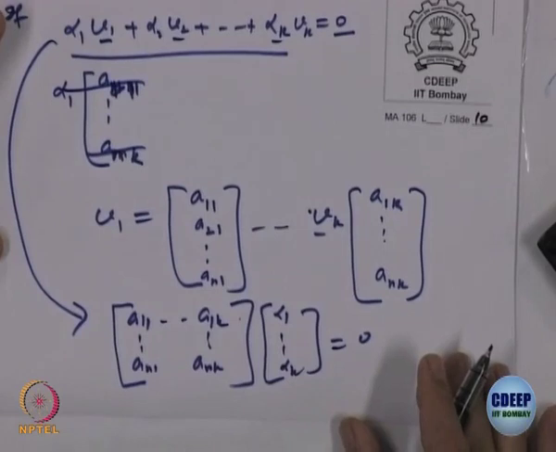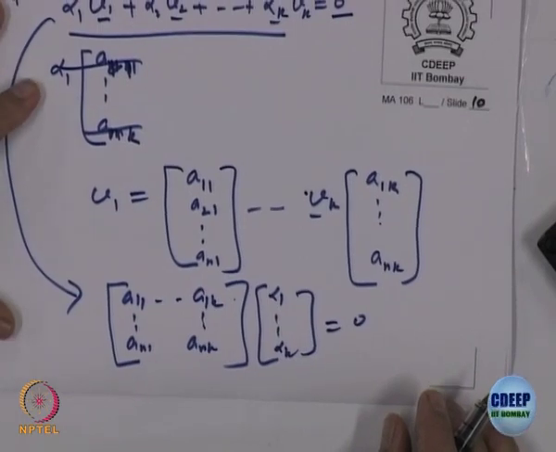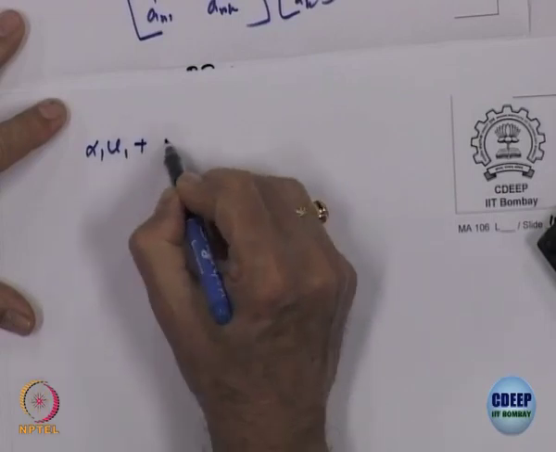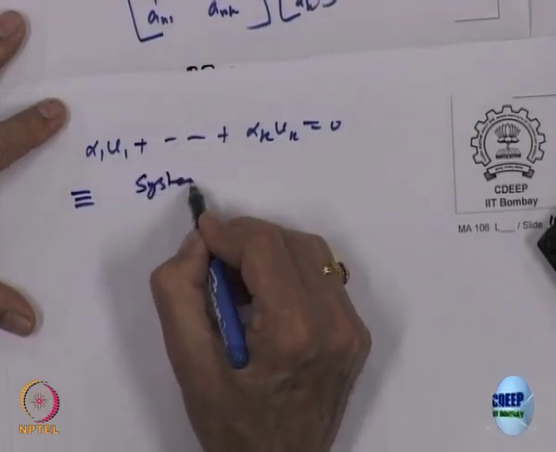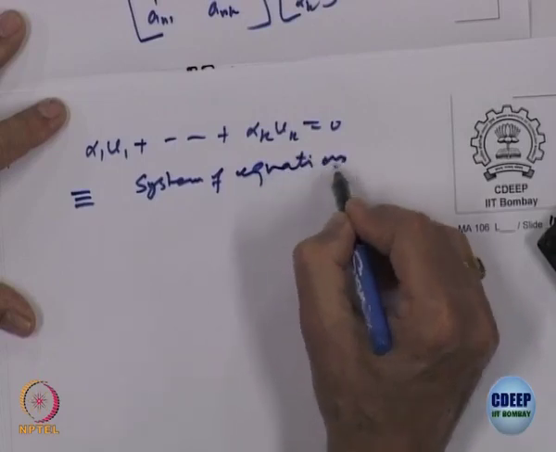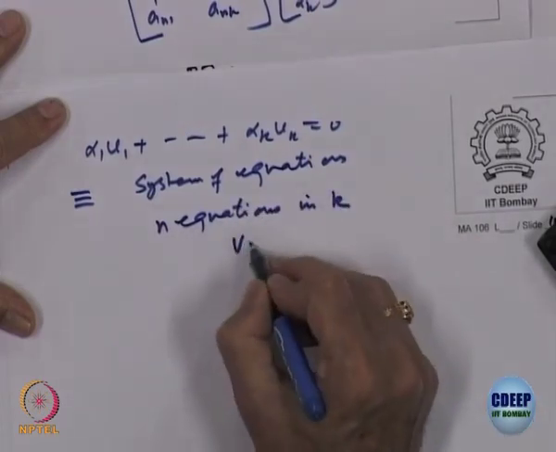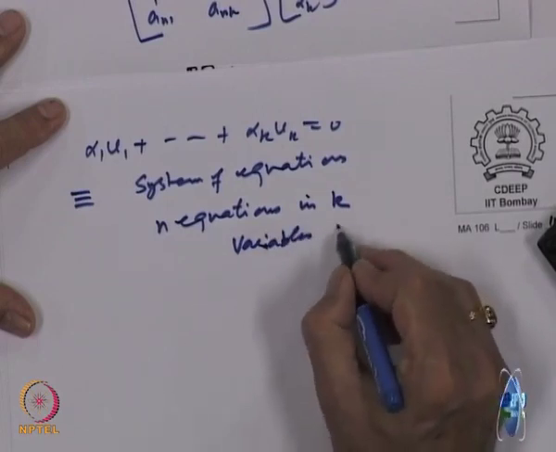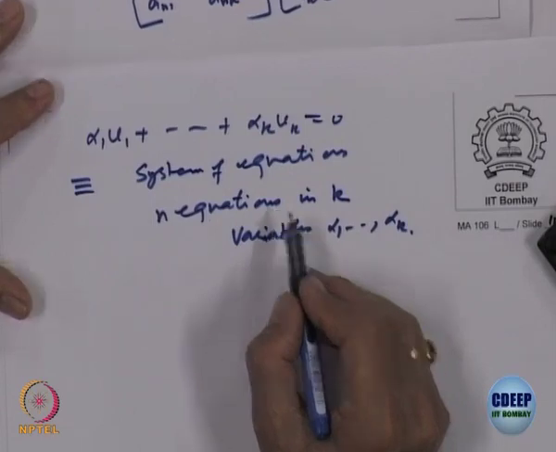So this equation is the same as this system. Now how many equations are here? N equations in k variables. So alpha 1 v 1 plus ... plus alpha k v k equal to 0 is equivalent to a system of n equations in k variables, where alpha 1 up to alpha k are the variables. When does a homogeneous system have a non-trivial solution? It always has the solution 0, but when does it have a non-trivial solution?